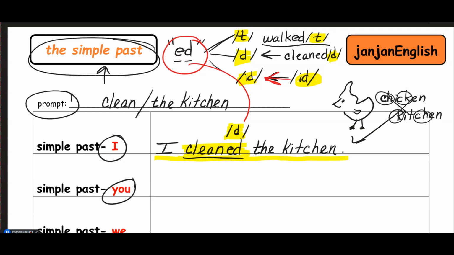Next person is you. Y, capital Y, O, U. Remember, always begin a sentence with a capital letter. You what? Cleaned. C-L-E-A-N-E-D, the ed at the end of the word. I cleaned the kitchen. You cleaned what? You cleaned the kitchen.